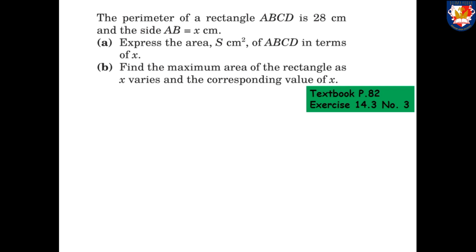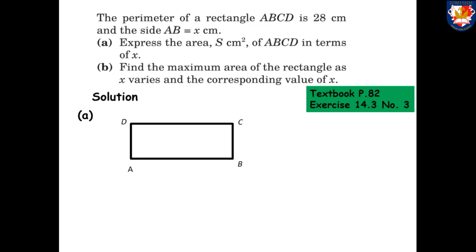The perimeter of a rectangle ABCD is 28 cm and the side AB equals x cm. Part A: express the area in cm² of ABCD in terms of x. Part B: find the maximum area of the rectangle as x varies and the corresponding value of x. Let's start from part A.